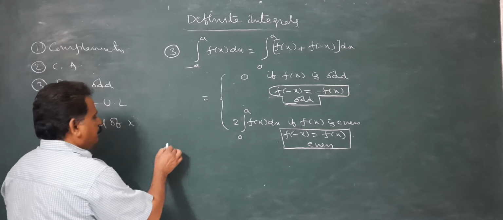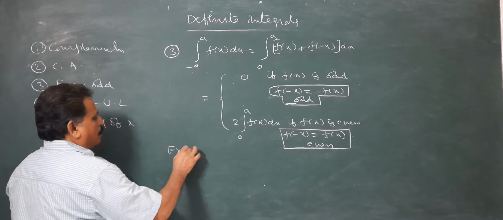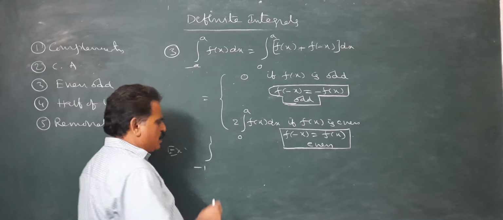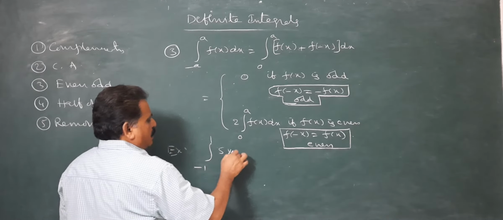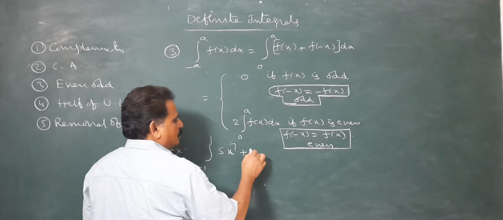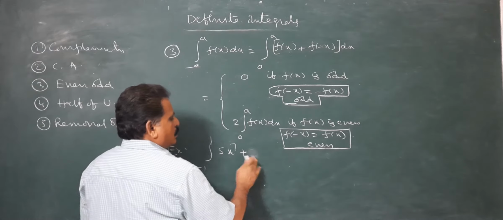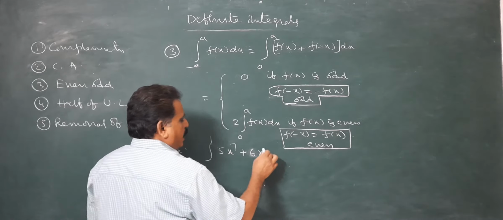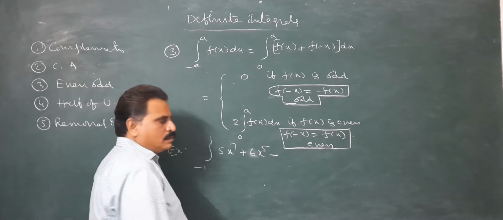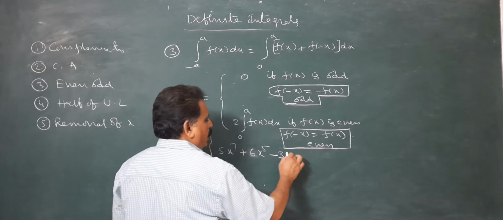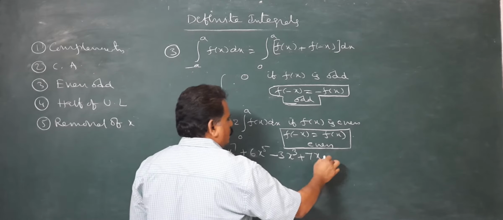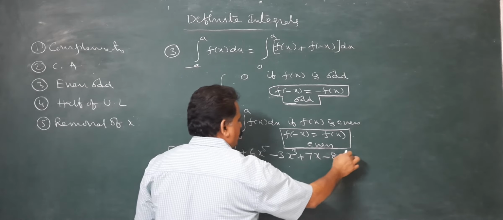For example, integral minus 1 to 1 of 5x power 7 plus 6x power 5 minus 3x cube plus 7x minus 8 dx.